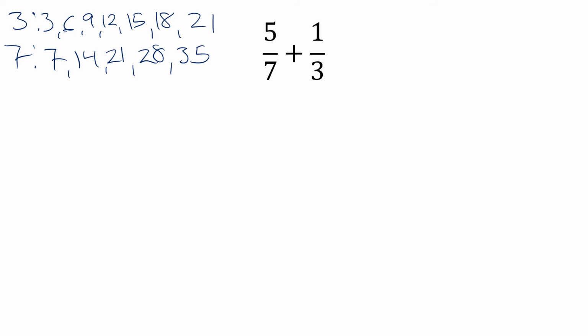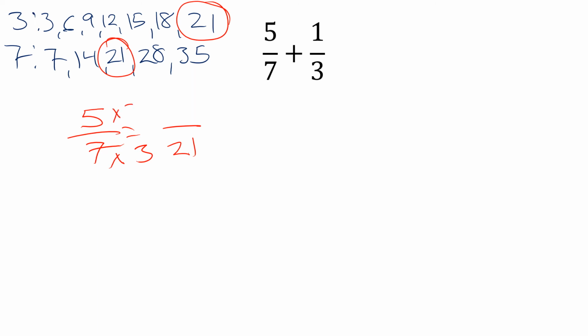So what do both 3 and 7 have in common? They both have 21 in common. We can convert each of these fractions to an equivalent fraction with a denominator of 21. So let's do that. 5/7, and we want to write it as a fraction with 21 as a denominator. What will we do? 7 times 3. Multiply top and bottom. So we get 15 over 21.